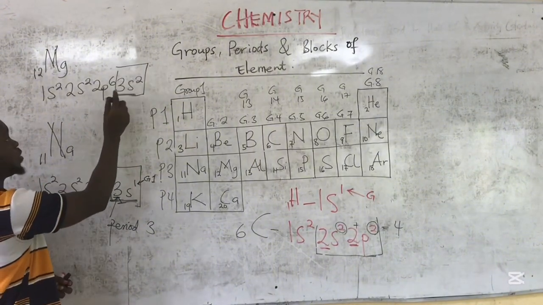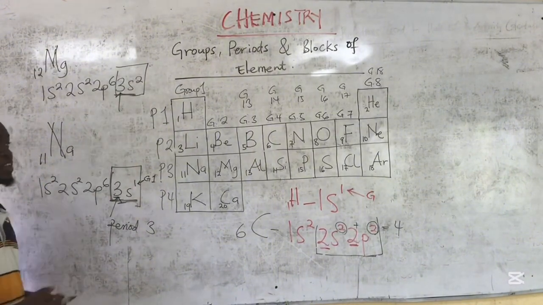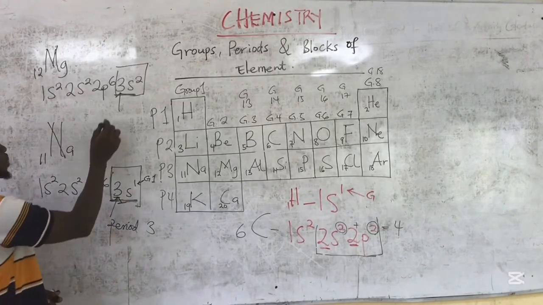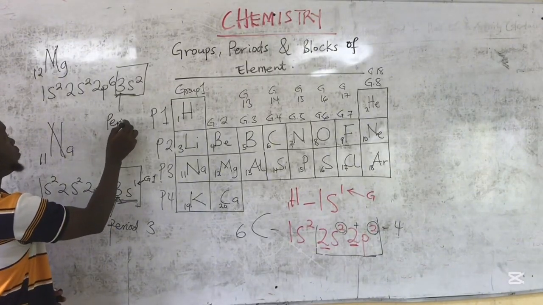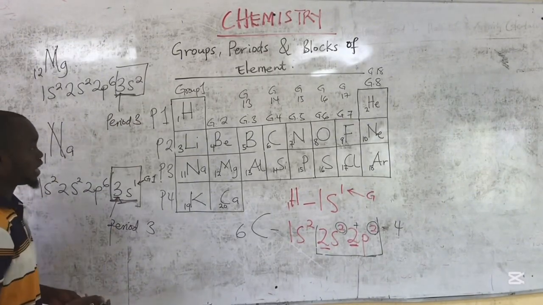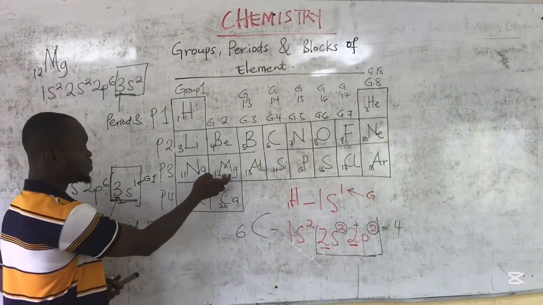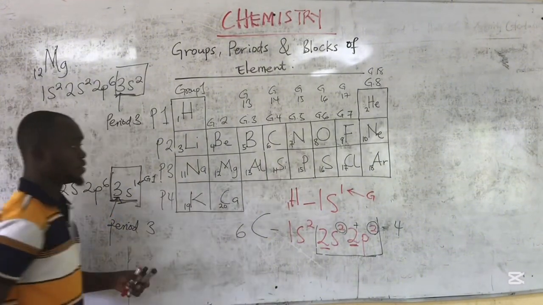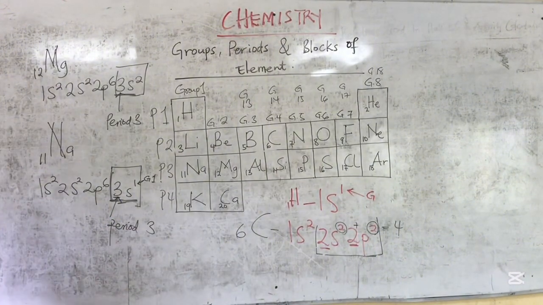What does the 3 represent here? The 3 represents the period of magnesium. So we say magnesium is in period 3. And let's check whether it is true. Yes, indeed, Mg falls under the 3rd horizontal arrangement. That is the 3rd period. Is that okay?